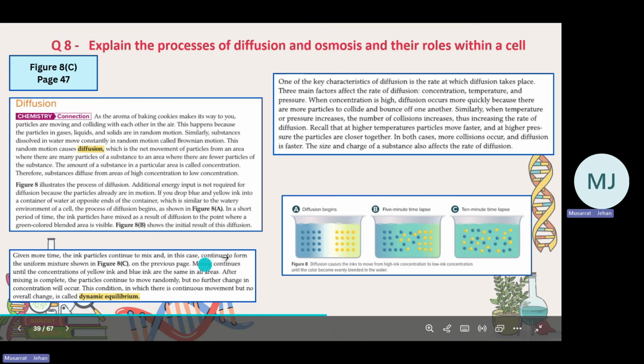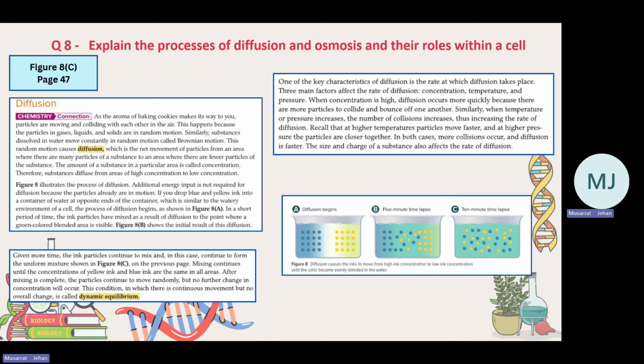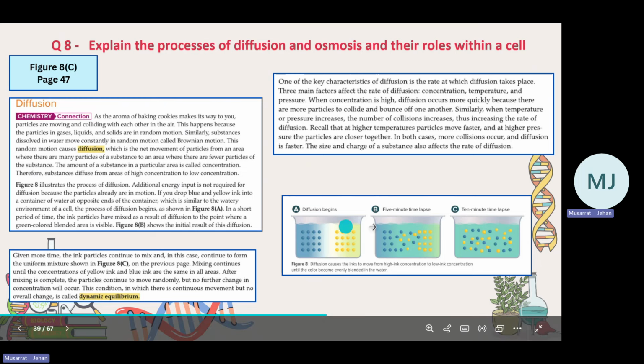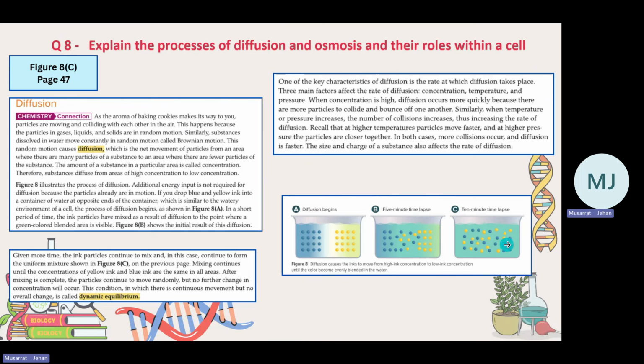After mixing is complete, the particles will not stop moving. They will continue moving, but the movement will be the same in both directions. The same amount of particles move from one side to the other as from the other side to the first side. This condition where there is no net movement, no overall change, is known as dynamic equilibrium. Movement is going on, but there is no change. So here, when it has mixed together, it has reached dynamic equilibrium.